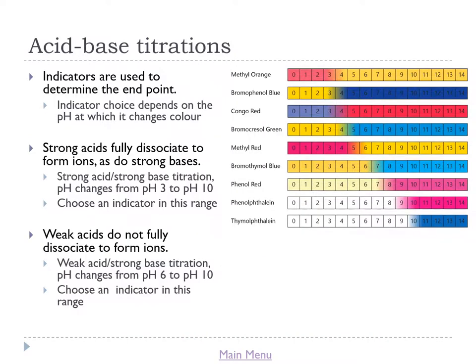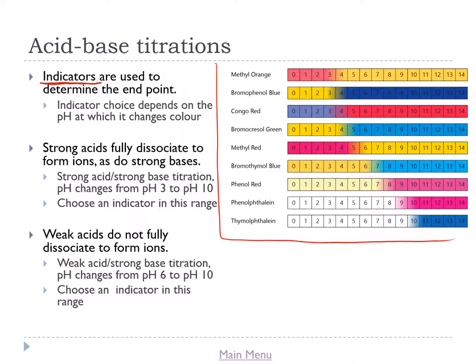Now, acid-base titrations. When we do acid-base titrations, we will use a coloured indicator to determine the endpoint. So an indicator is obviously a coloured substance that changes colour depending on the pH. And you've met indicators before like phenolphthalein, methyl orange and universal indicator. But we need to know a little bit more depth than that. So we've got a whole range of different indicators that you might need to choose from, and you can see those indicators here.